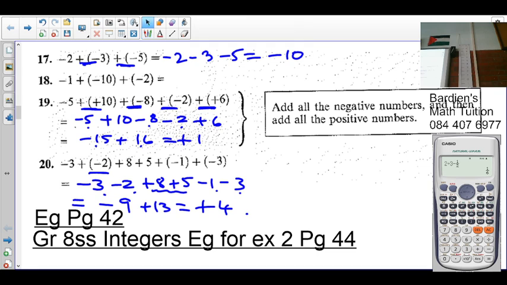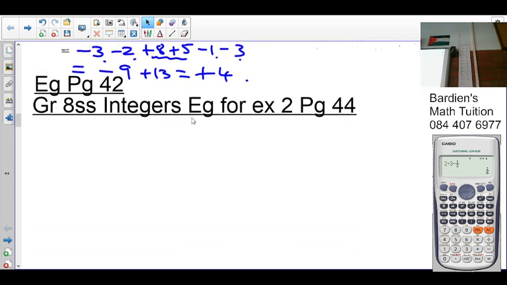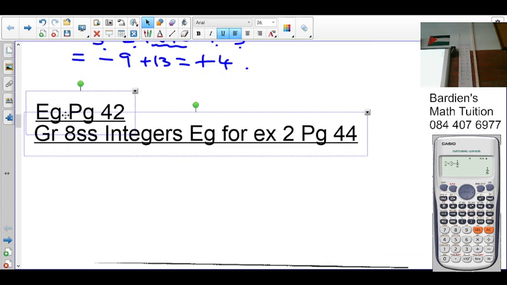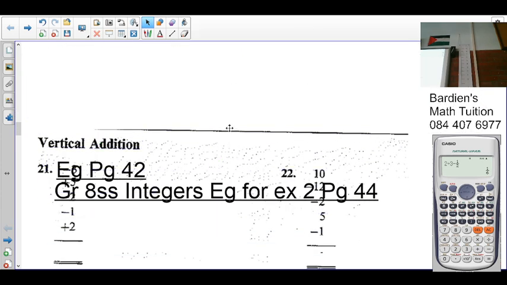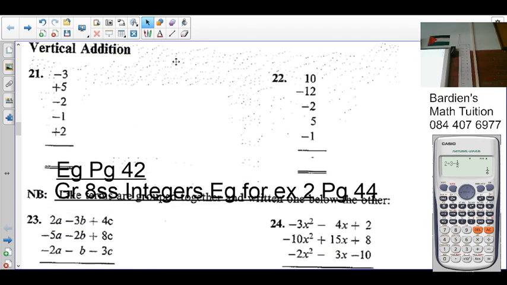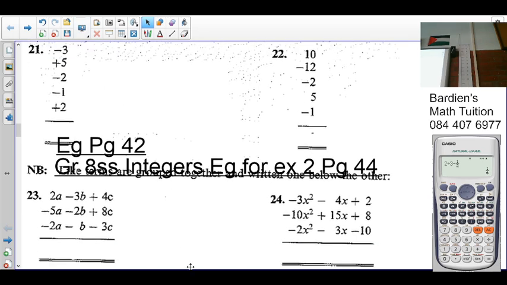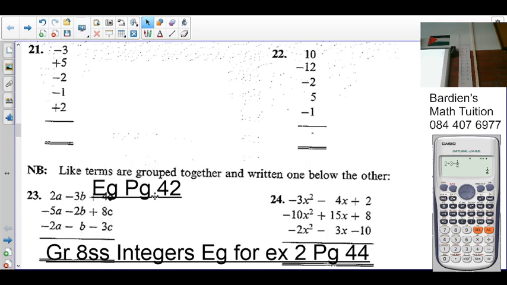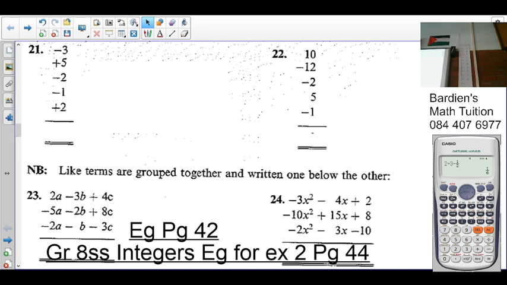Right. Then we went on with the examples. Okay. When I did this with you, it was load shedding, so that is called horizontal addition, as we normally did, and this is called vertical addition. Okay. So let's go with this here. What's negative 3 plus 5? Positive 2 minus 2. 0. 0 minus 1? Negative 1. Plus 2? 1. You can write 1 or positive 1.